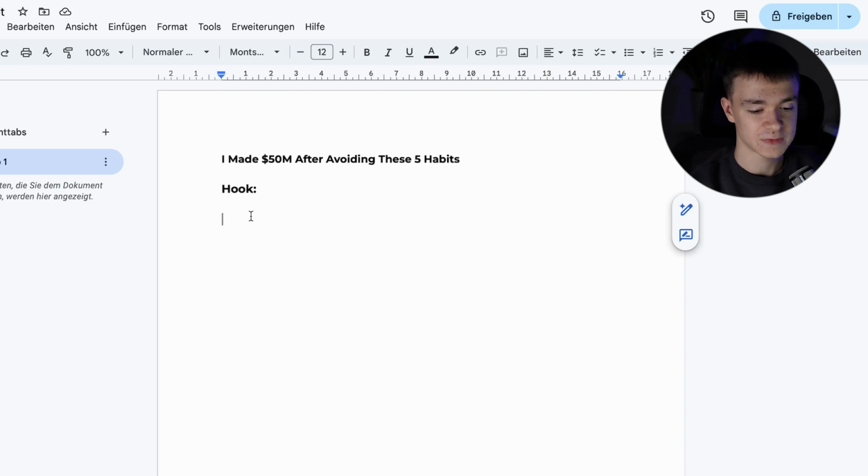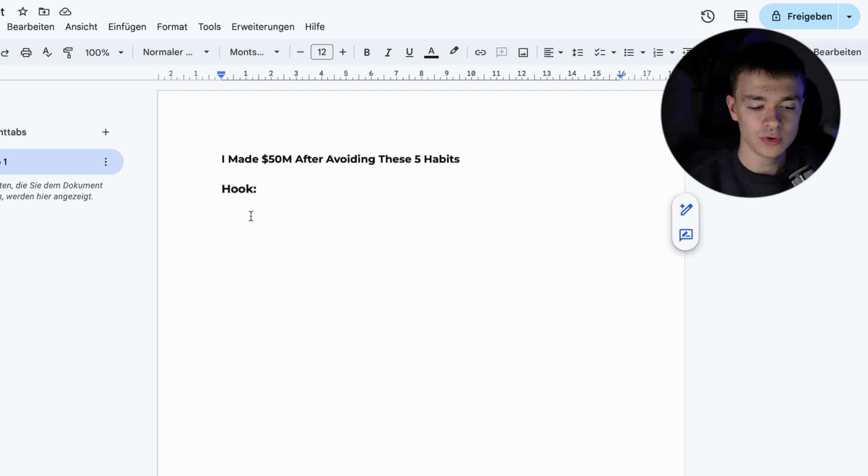Then we have a plan. So basically laying out a plan for the video in the hook. So saying, okay, we will break down these 5 habits step by step. This is a plan for a video. And then a promise. So basically, what will they learn? What value will they get out of the video? And these 3 things we need to break down in the video.